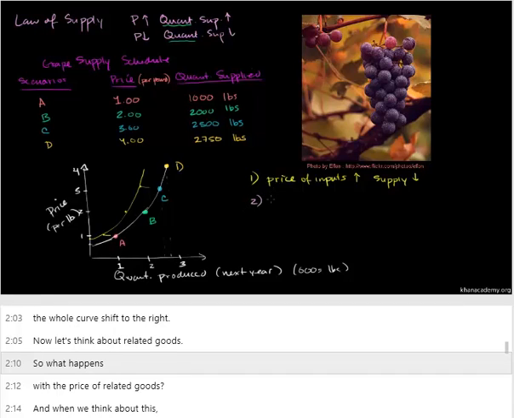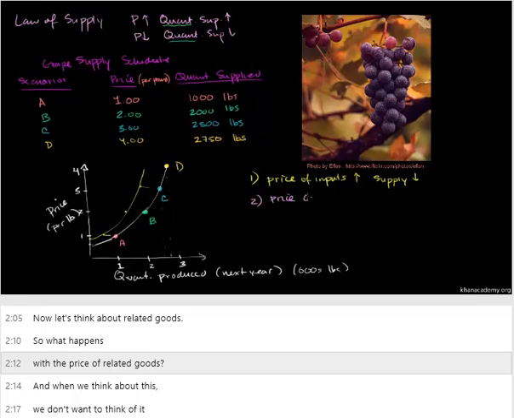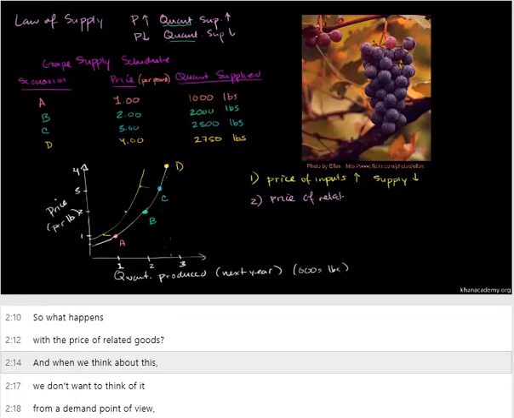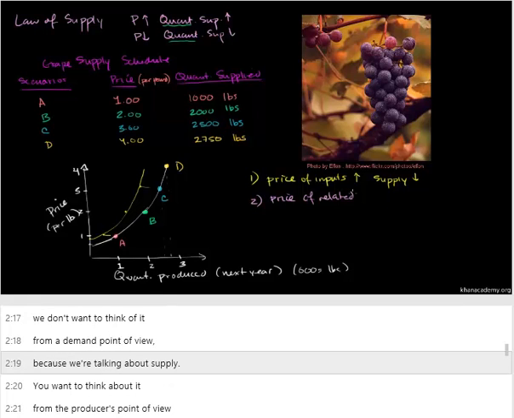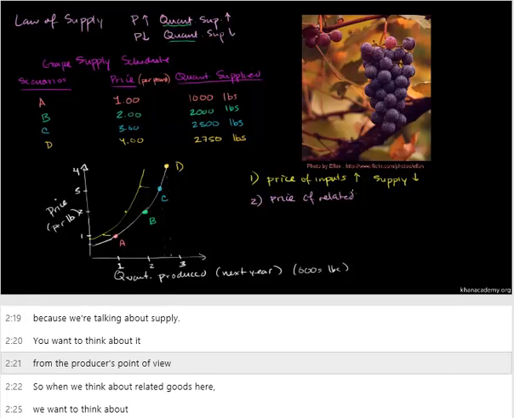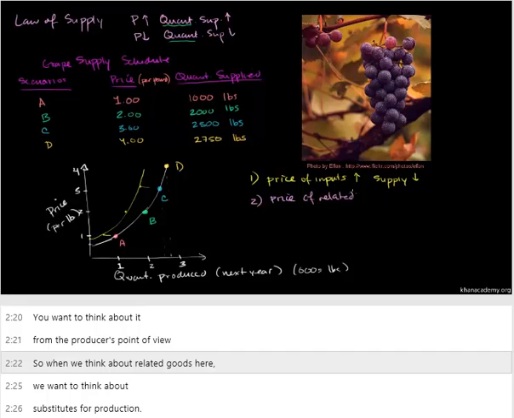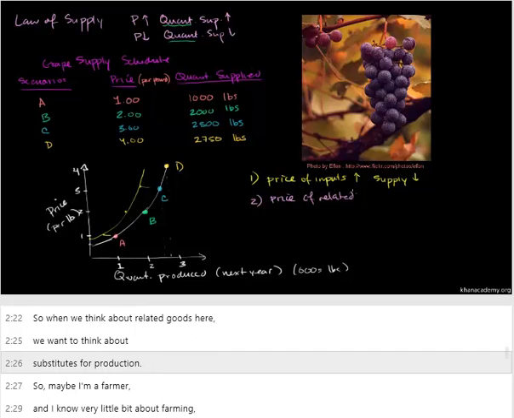Now let's think about related goods. What happens with the price of related goods? When we think about this, we don't want to think of it from a demand point of view, because we're talking about supply. You want to think about it from the producer's point of view. So when we think about related goods here, we want to think about substitutes for production.